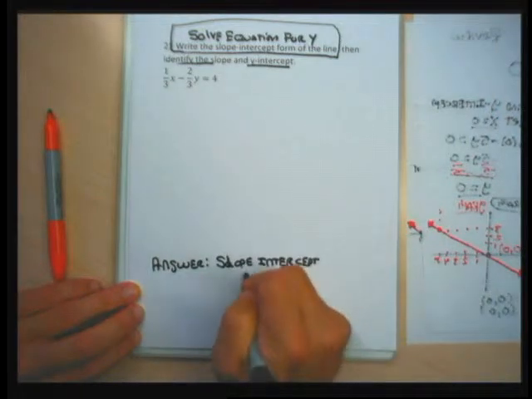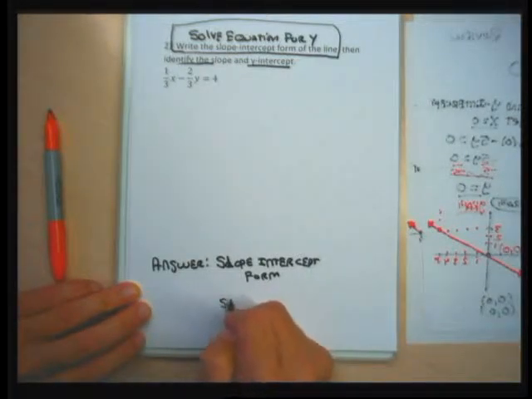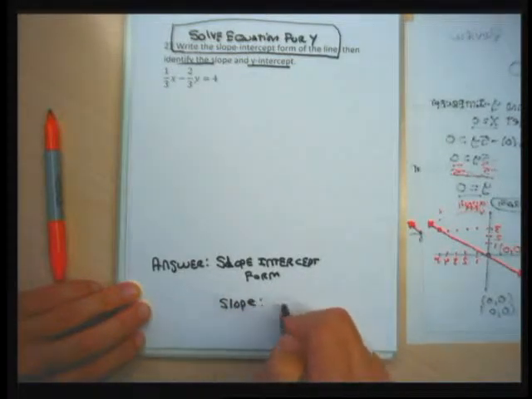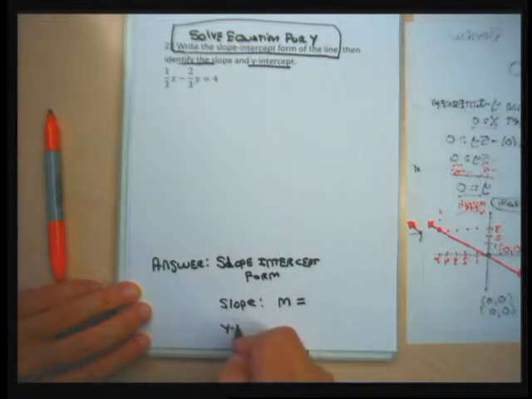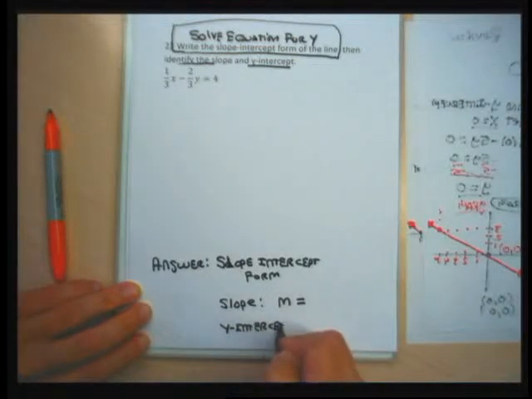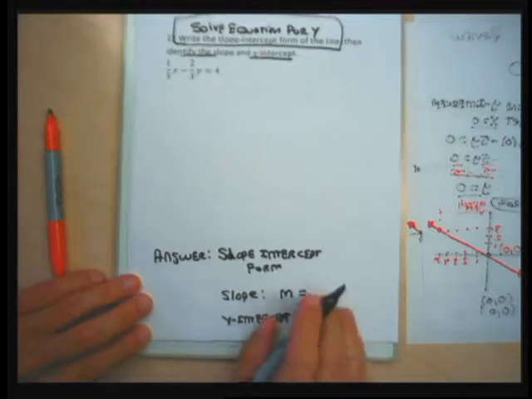That's going to require algebra. And then after I get that equation, I'm going to write down what the slope is, and I'm going to write down what the y-intercept is. And the last two parts of this aren't going to require any algebra. It's just going to be looking at the equation.